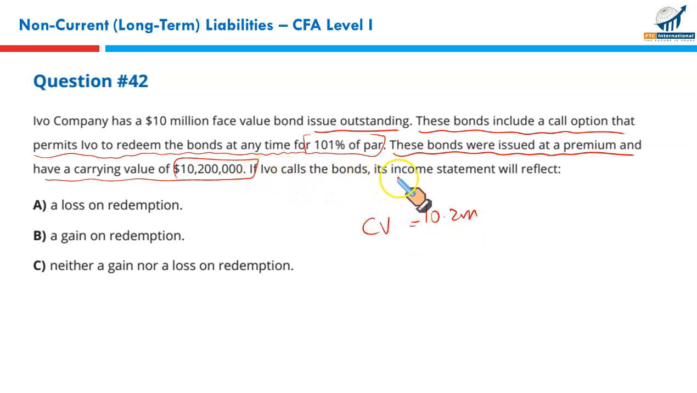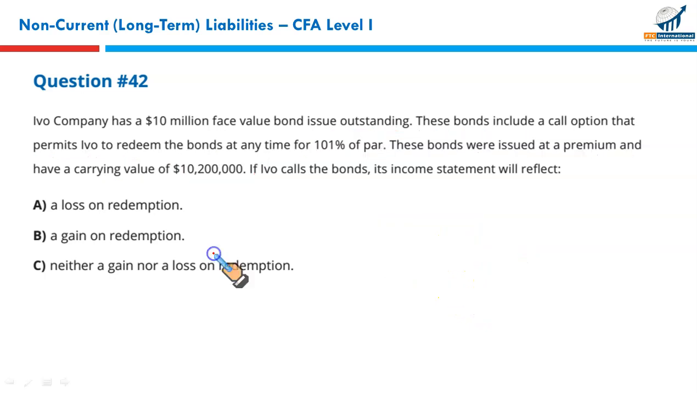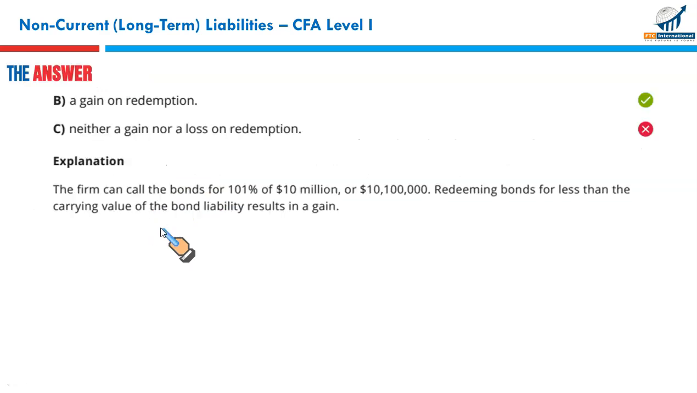If IVO calls the bonds, its income statement will reflect what? If we redeem the bond, we will have to pay 10.1 million. This is what we pay, and this is the carrying value. So the difference will result in a gain, remember. This would be reported as a gain on redemption, because a 10.2 million carrying value bond is being redeemed at 10.1 million. So that makes B the correct option.